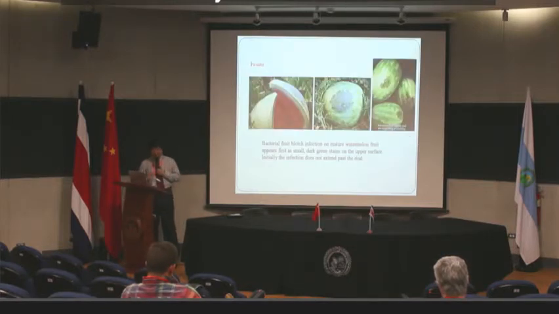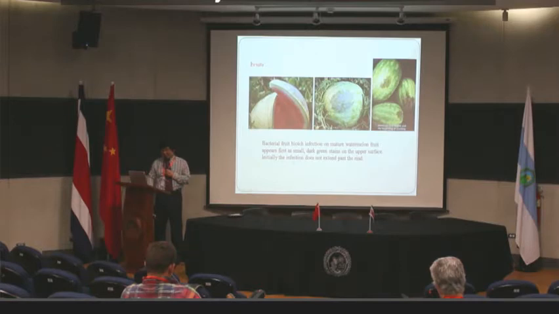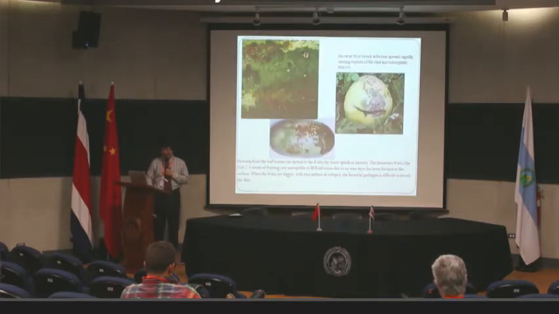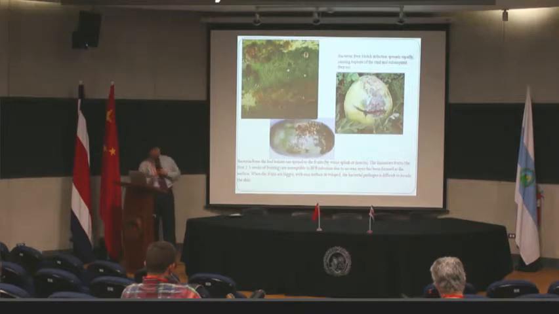And on fruits, the BFB infection on mature watermelon fruits appears first as very small and dark green stains on the upper surface. Why must it be the upper side of the surface? Because the bacteria come from the leaves on top of the fruit. And initially the infection does not extend past the rim, which means the surface, just on top of the skin. From small lesions, it will grow and become bigger and bigger.